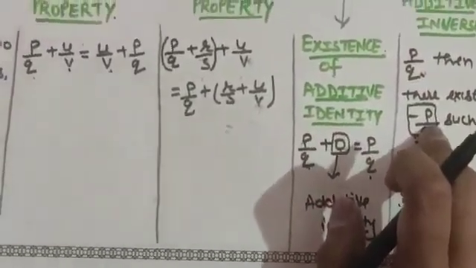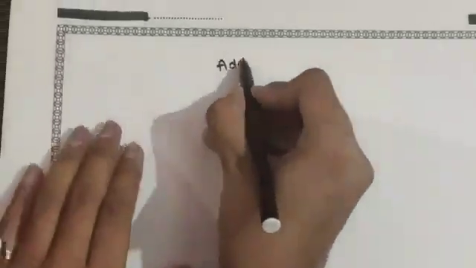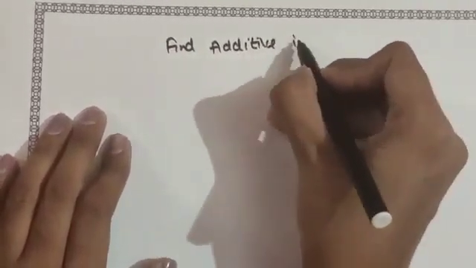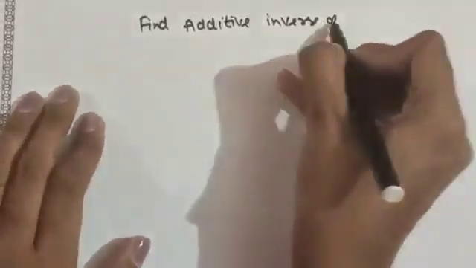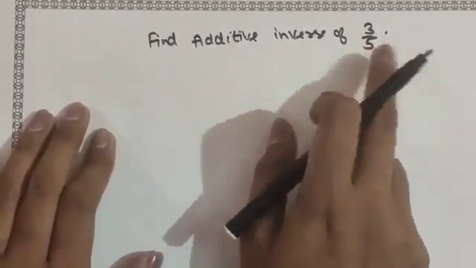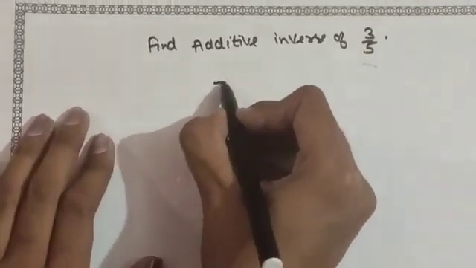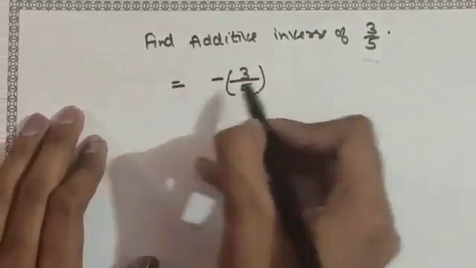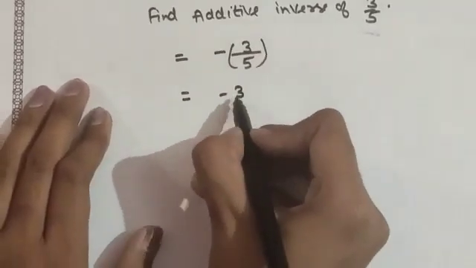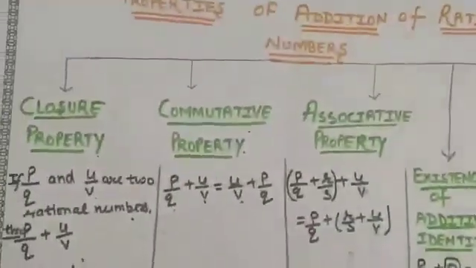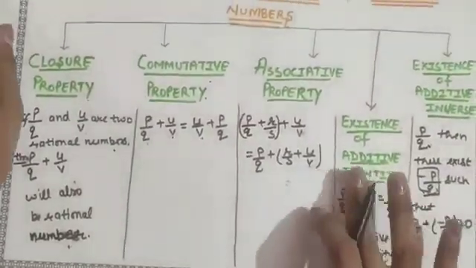Okay, so for example, there is a question: find the additive inverse of 3 by 5. We know that the additive inverse of 3 by 5 will be its negative. So what is the negative of 3 by 5? It will be minus 3 by 5. So the additive inverse of 3 by 5 will be minus 3 by 5. So these are the 5 properties of the addition of rational numbers.